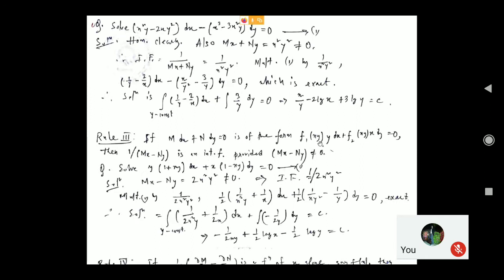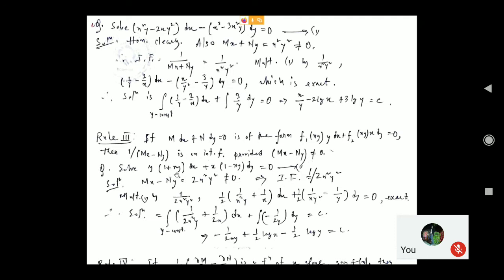Now rule 3: if M dx plus N dy equal to 0 is of the form a function of xy into y dx plus a function of xy into x dy equal to 0, then the integrating factor is 1 by (Mx minus Ny). So it all depends on the form of the given equation. You have to observe carefully which category the given equation belongs to. Then based on that, we determine its category and apply the appropriate technique.